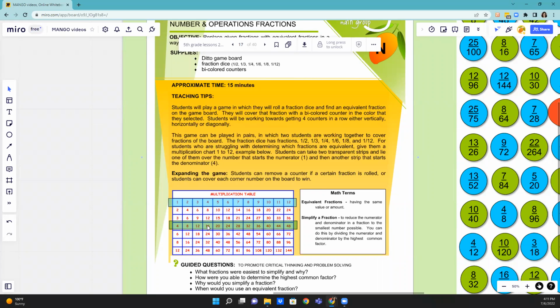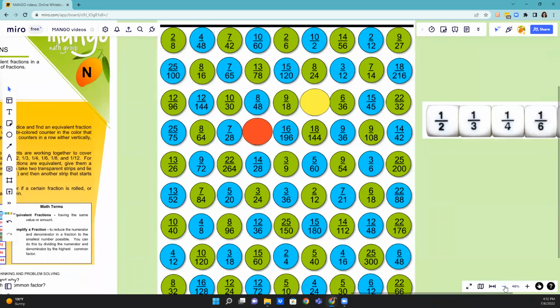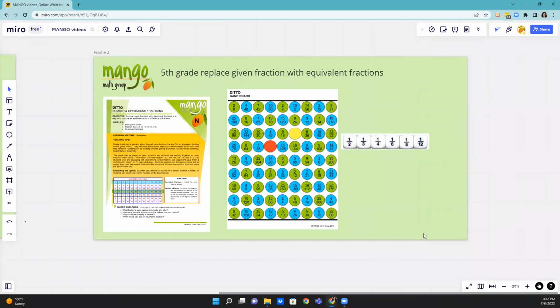So if they're struggling with finding equivalent fractions for the amount that they rolled on the board, just know that you can use a hundreds chart to help them get to their answers so that they can still play the game, even if they can't quickly determine the equivalent fraction.